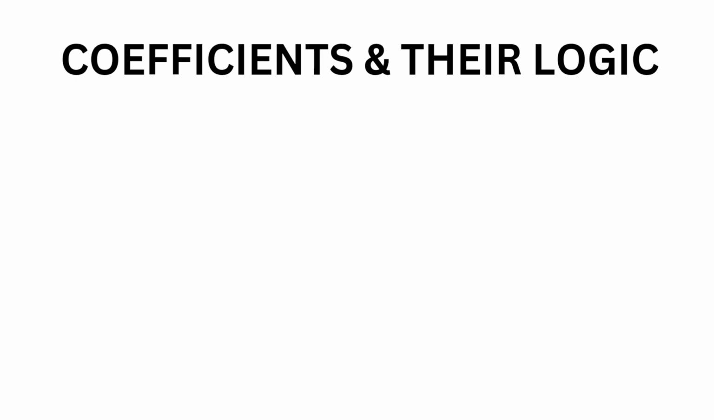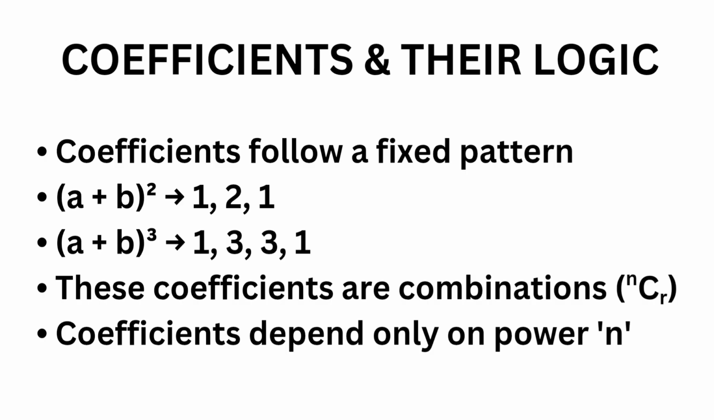The numbers written in front of each term are called coefficients. For example, in (a plus b) cube, the coefficients are 1, 3, 3, 1. These numbers are not random. They are actually values of combinations 3C0, 3C1, 3C2 and 3C3. This means the coefficients in binomial expansion depend only on the power of the binomial, not on the variables. This is why combination plays such an important role in binomial theorem.